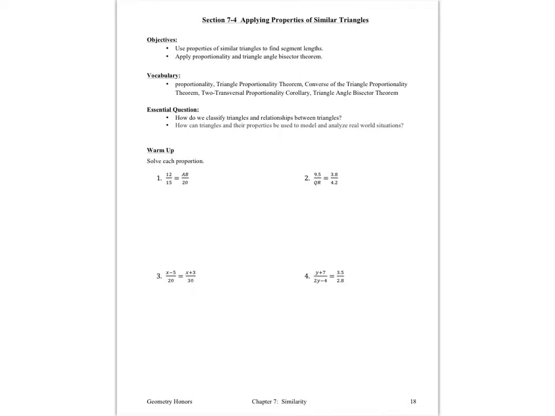Back in Chapter 7, which is all about similarity, this time we're going to be talking about properties of similar triangles. Our lesson objectives are: use properties of similar triangles to find segment lengths, and apply proportionality and triangle angle bisector theorem. You can see that we have some new vocabulary, so take a look at that.